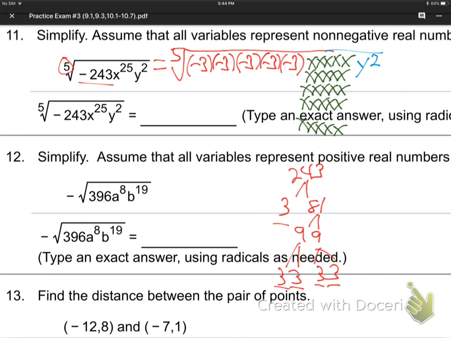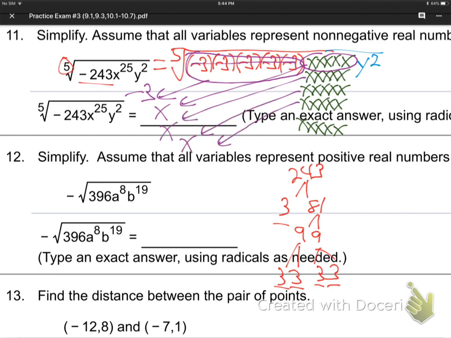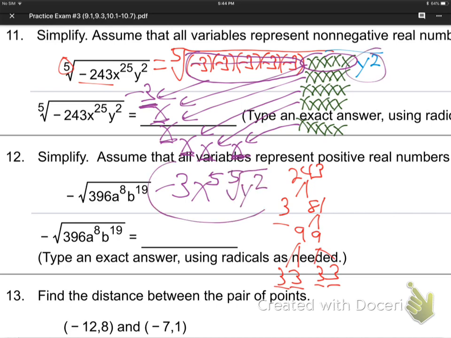Okay, so we're shipping out now. He's a 5 shipper, so 5 negative 3s ships out a negative 3, and they are gone. 5 x's, ships out an x. Every group of 5 is going to ship out an x. So what do we end up with on the outside? Minus 3, and 5 x's. What's left inside? 5th root of, only the y squared. There's our answer. A shortcut to save time would have been to just take the 25 power and divide by 5. That tells you how many groups of 5 come out.